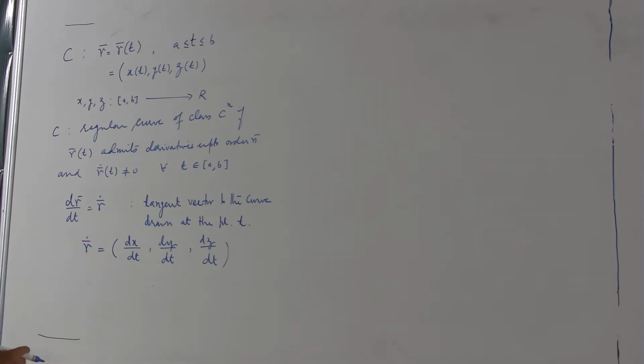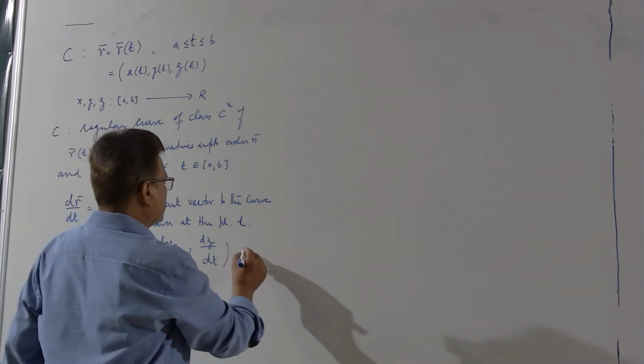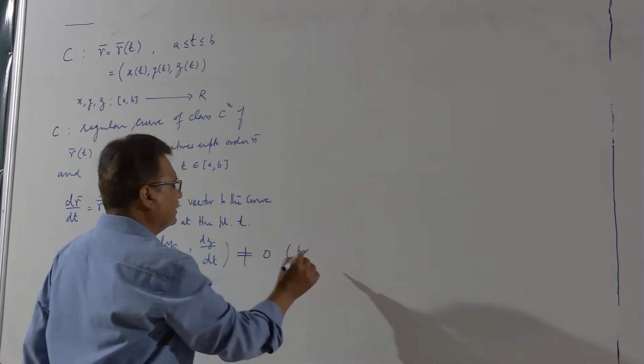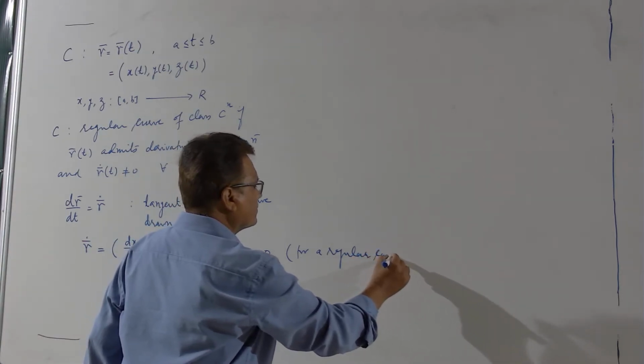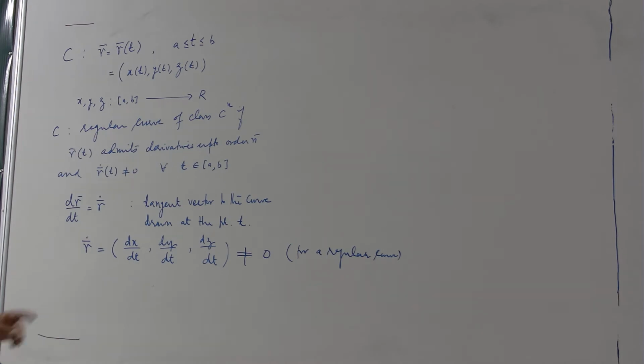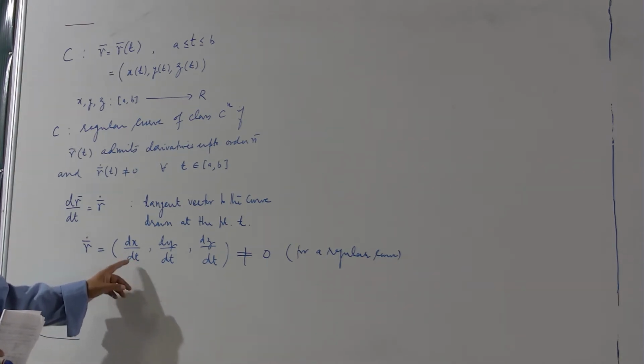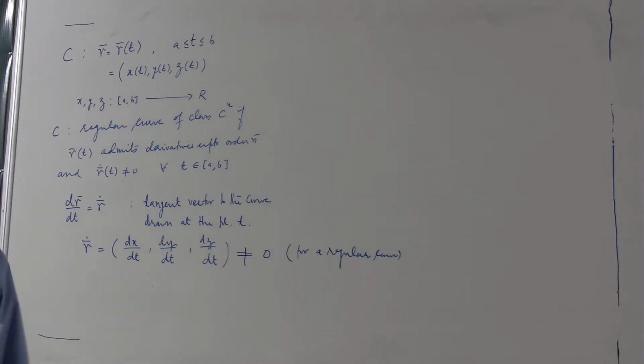All right. So, for a regular curve, we will be assuming that this is non-zero. That is, at least one of the derivatives of x or y or z should be non-zero for a regular curve. Now, if a curve is not regular, what will happen is either the function r is not differentiable, or if it is differentiable, at some point of the interval its derivative vanishes.